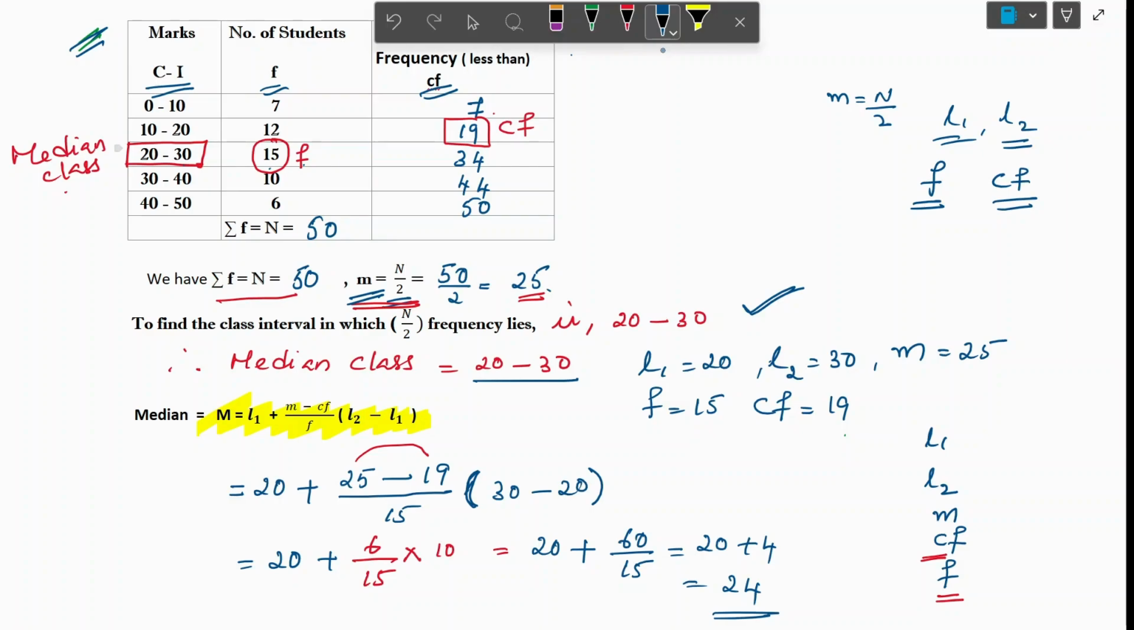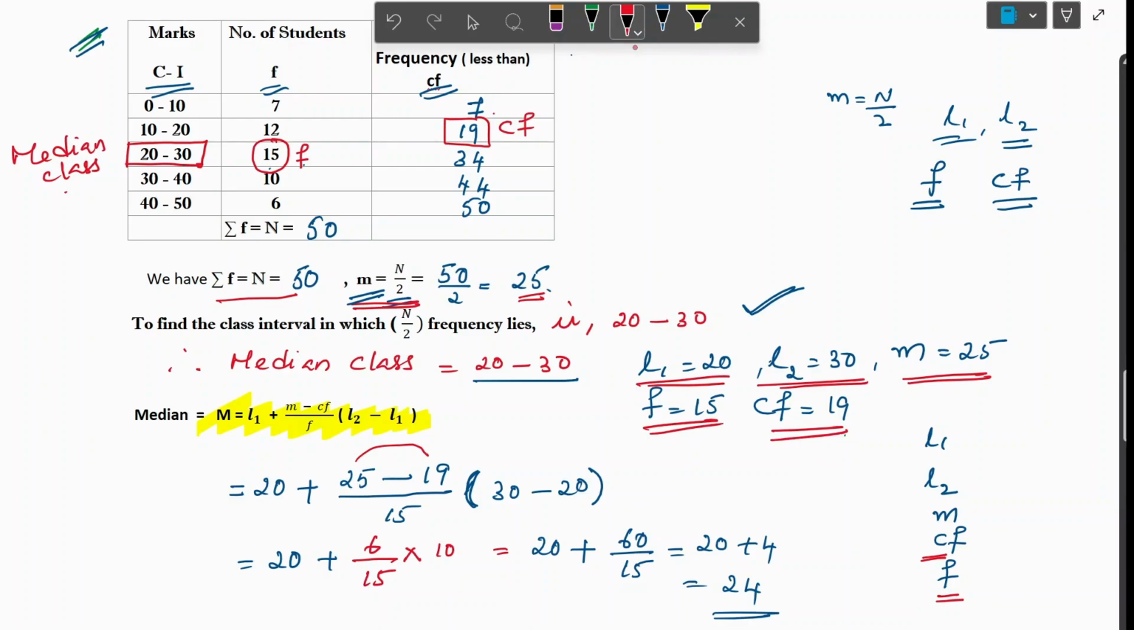It is one class above the median class, which is a class above 10 to 20. What is the cumulative frequency? 19. Therefore these are the values you need before substituting in the formula: L1, L2, M, F and CF. Then substitute and solve it. That is your answer. Therefore, for ungrouped frequency distribution for mode and median, we use the formula.